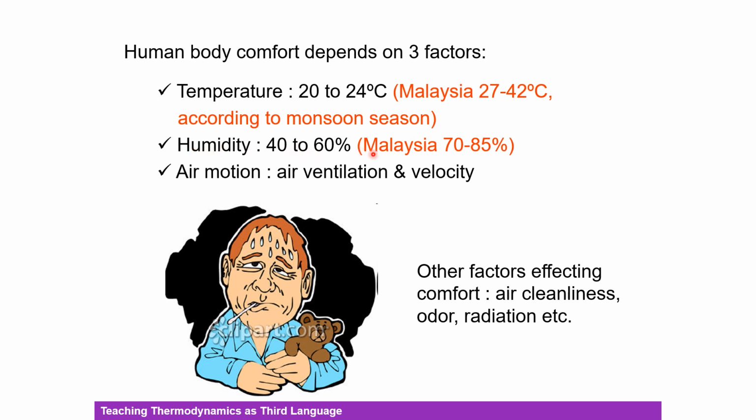So in Malaysia, our humidity is between 70 to 85%. So we can actually use air conditioning to reduce the humidity so that we can achieve the comfortable level, which is between 40 to 60%.